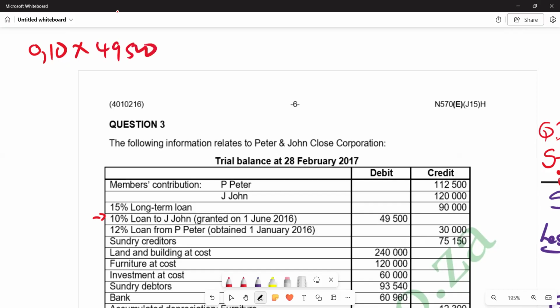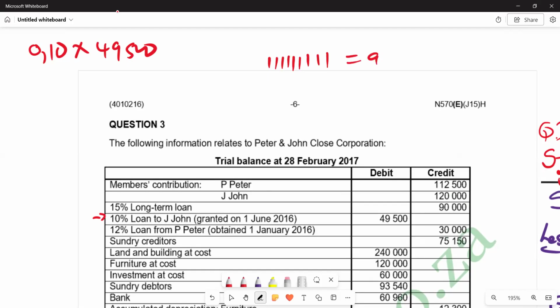Then we count the number of months from 1 June 2016 to the end of the year, 28 February 2017. So we're saying the whole of June, July, August, September, October, November, December, January, February. So we have 1, 2, 3, 4, 5, 6, 7, 8, 9. So we've got 9 months there.